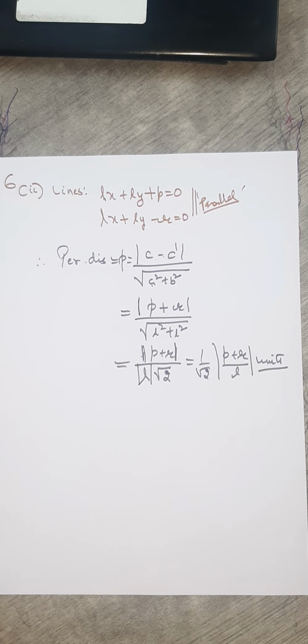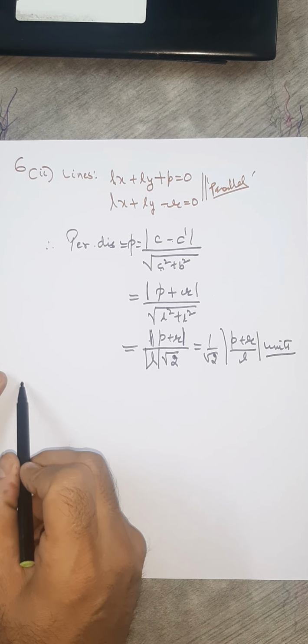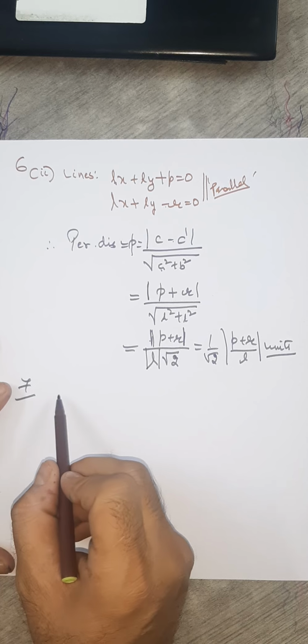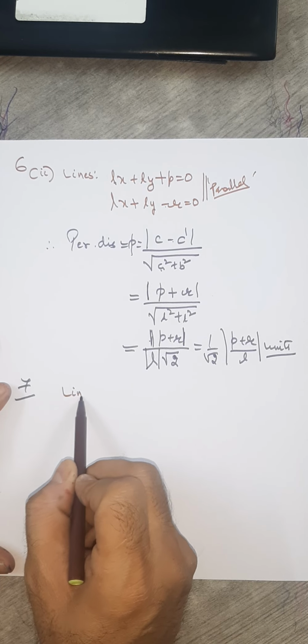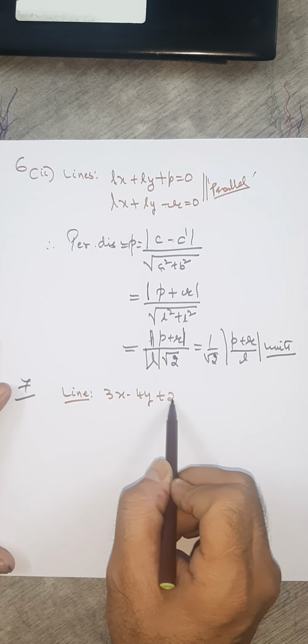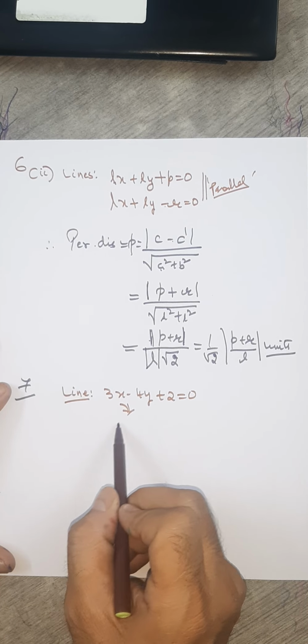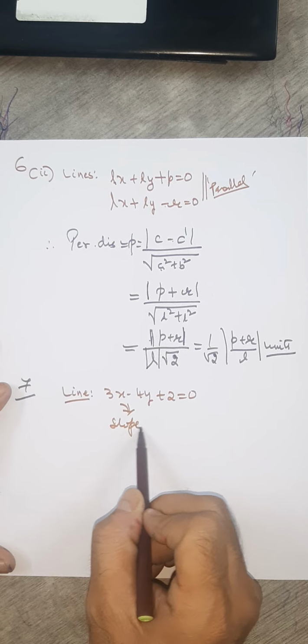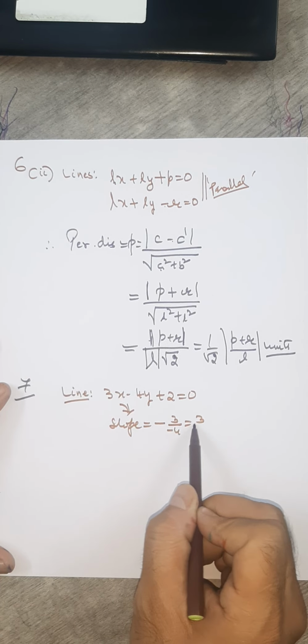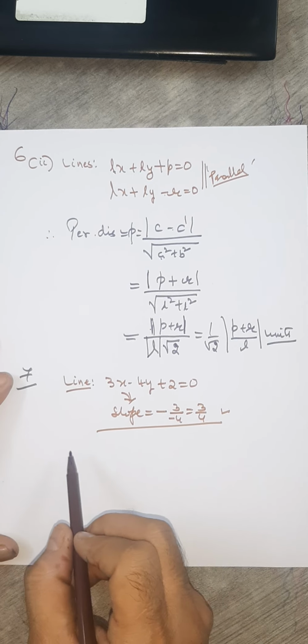Okay, seventh question. Such questions you can do now. What it says: find the equation of the line parallel to this. You are given a line here, 3x minus 4y plus 2 equals 0. You can get the slope of this very easily. What is the slope? Minus a by b. So what's the slope? 3 by 4. Slope of the given line.